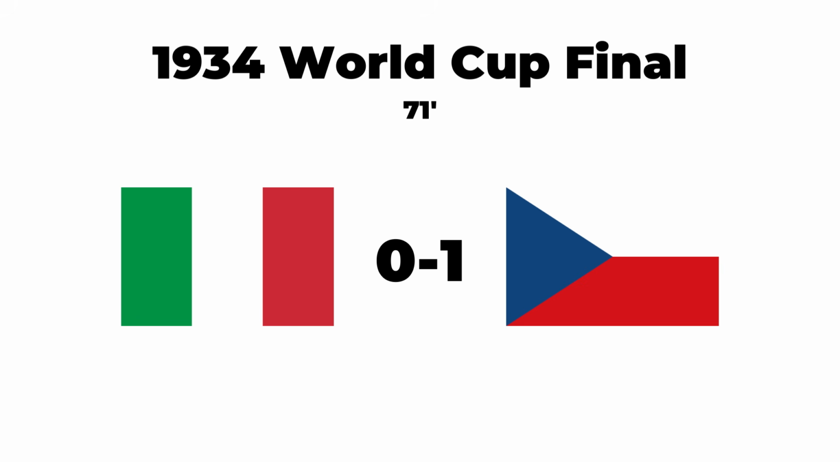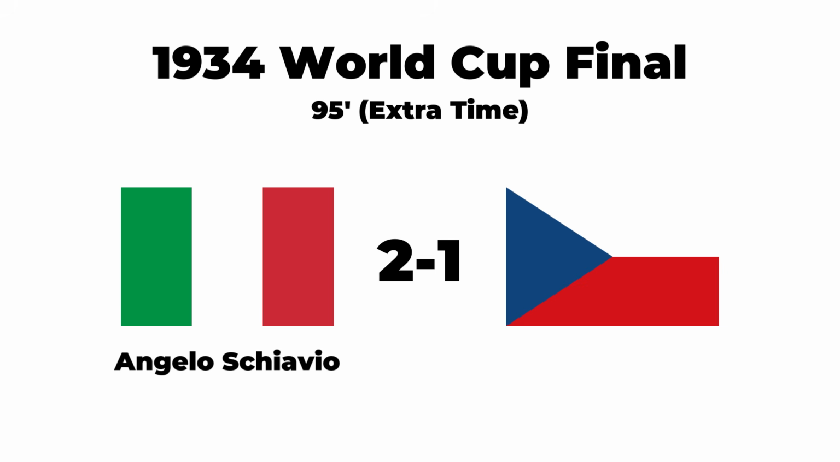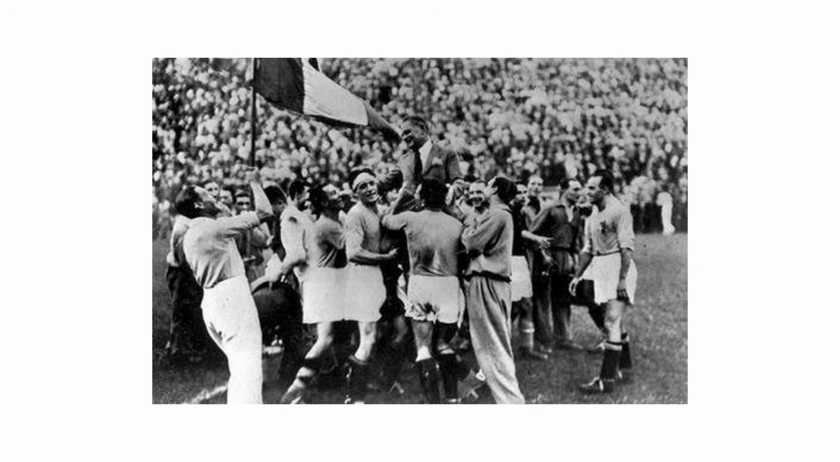Czechoslovakia took the lead in the 71st minute thanks to Antonin Puc. The Italians fought back though as Raimundo Orsi equalized just 10 minutes later. With no more goals in final minutes, we had the extra time. Just 5 minutes into it, the forward Angelo Schiavio scored for Italy, and for the second time in a row, the hosts won the World Cup. Damn, I really wanted Czechoslovakia to win this one.